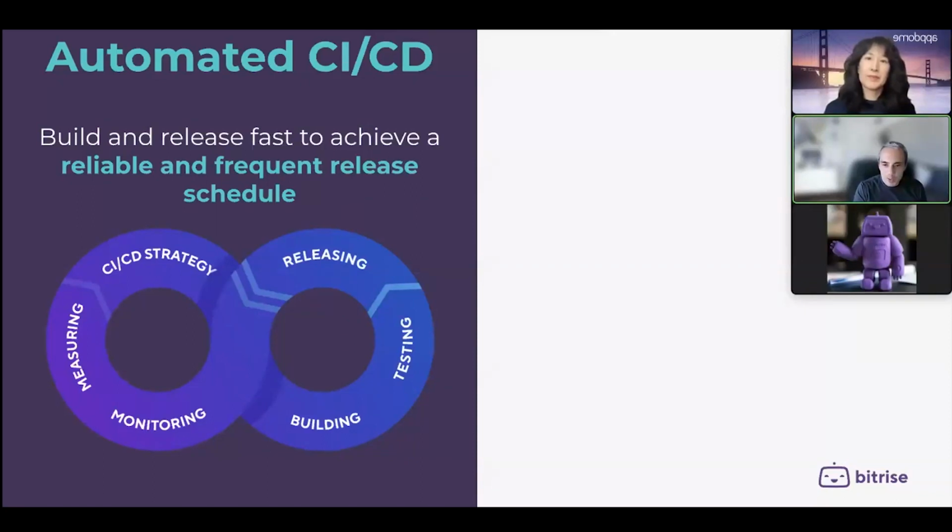Yeah, automated CI/CD. So you might be familiar with this, but the ultimate ambition of any DevOps team is to build and release fast to achieve a reliable and frequent release schedule. And this includes the stages that you see here: building, testing, releasing, monitoring, measuring, etc. Projects have complex tasks and dependencies, and apps need to be in a constant state of integration and delivery.